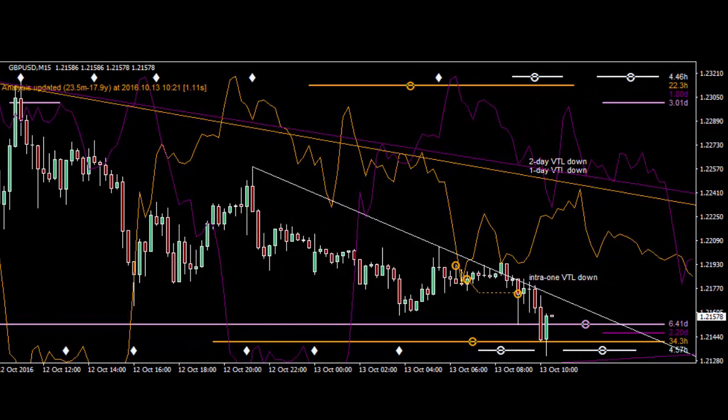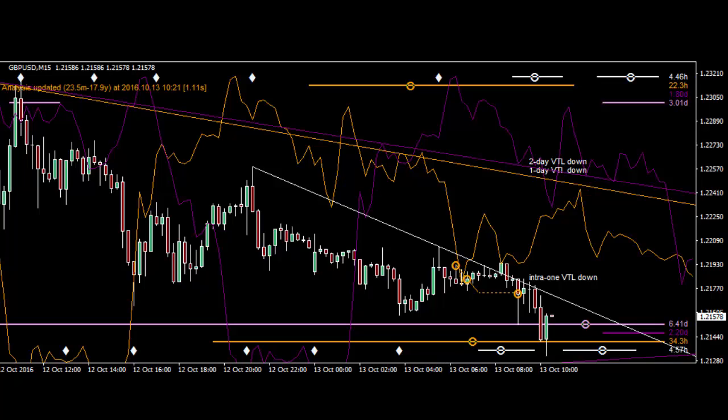The story that we're going to be looking at today is a very simple story. I'm going to tell the story in only 6 pictures. This is a chart of the British pound to US dollar. It's a 15-minute chart. And our story starts with this particular screenshot that I took at 10:30 a.m. yesterday, the 13th of October.